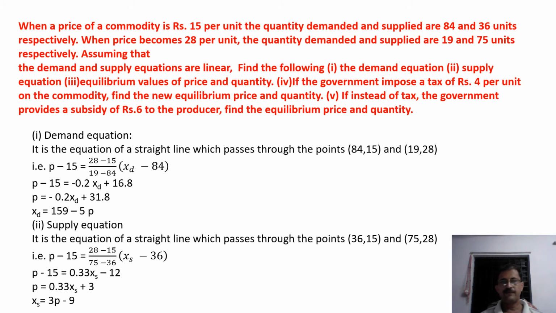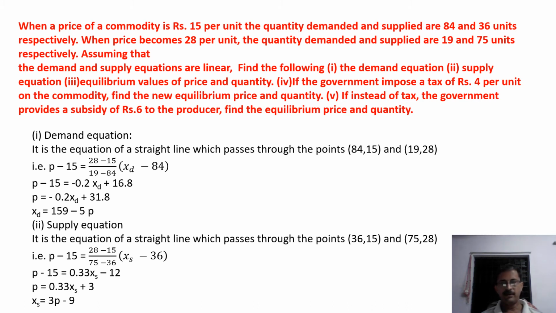Instead of tax, if the government provides a subsidy of rupees 6 to the producer, find the equilibrium price and quantity. So the demand equation and supply equation can be obtained by using the two point form of the equation of a line.